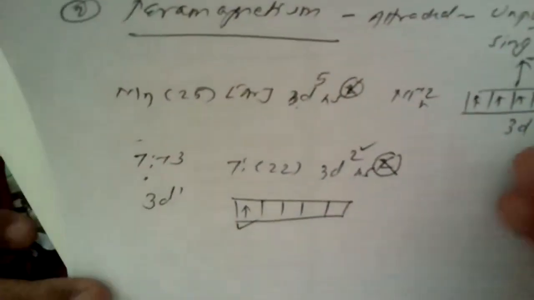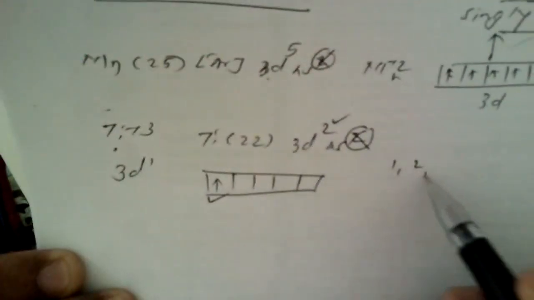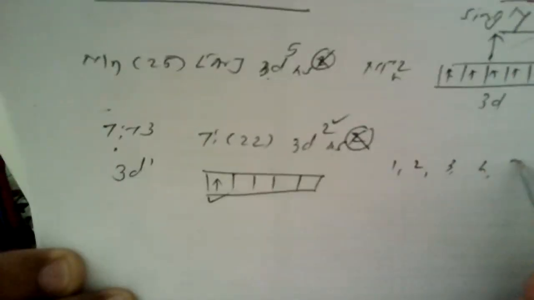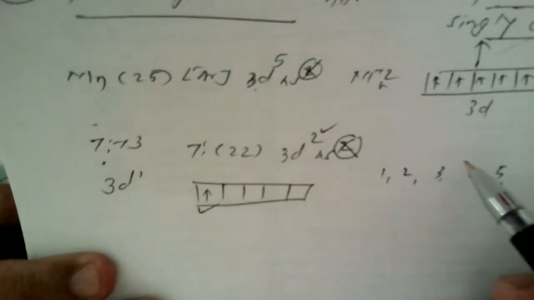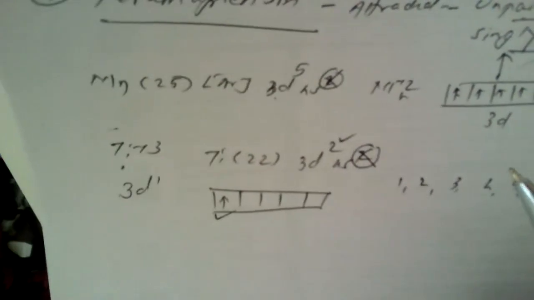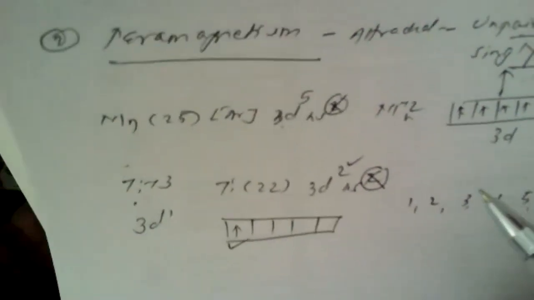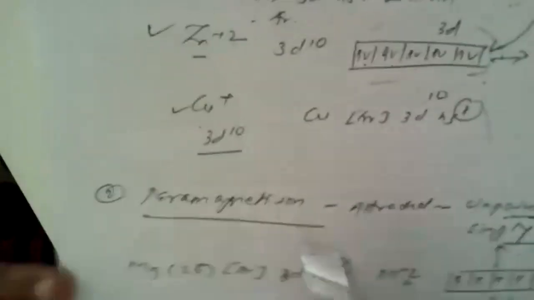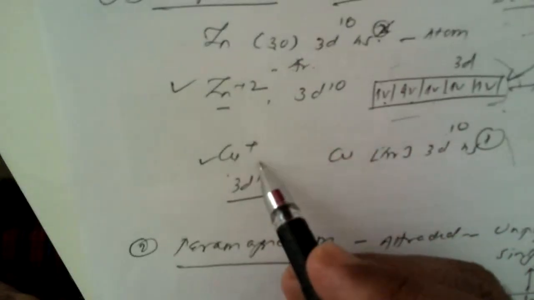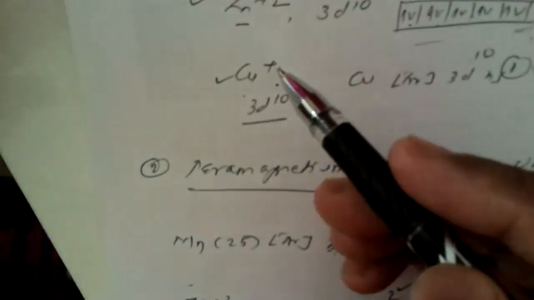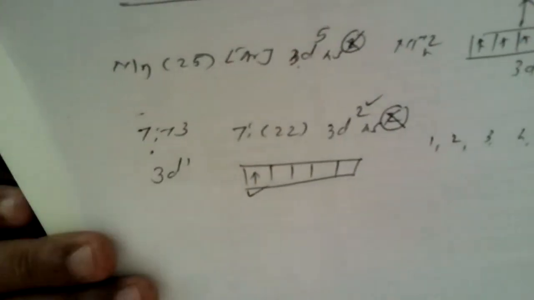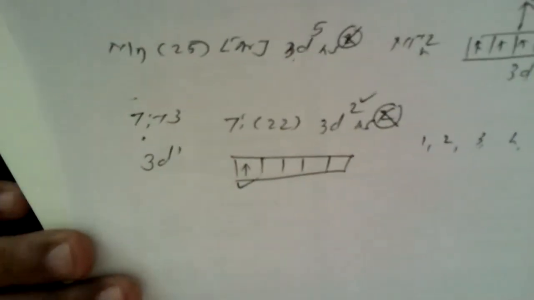So these elements contain either 1, 2, 3, 4 or 5 unpaired electrons, and hence they are paramagnetic in nature. Except for zinc +2 and copper +1, all the members are paramagnetic in nature. So this is the general idea of diamagnetism and paramagnetism.